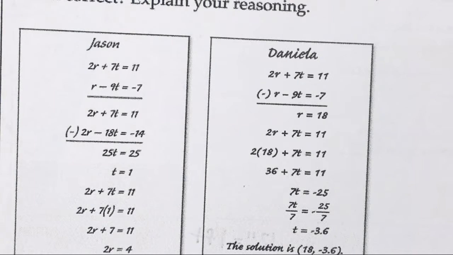And this is what I was joking with Maggie. This is what I have to do. Even though Daniela is wrong, we have to help her. We have to help her figure out where she went wrong and what she could do better. So, Daniela's mistake is where? When she found what R equals. Right here. What should this line read? It should be 2R plus 7T equals 11 and -2R plus 18.